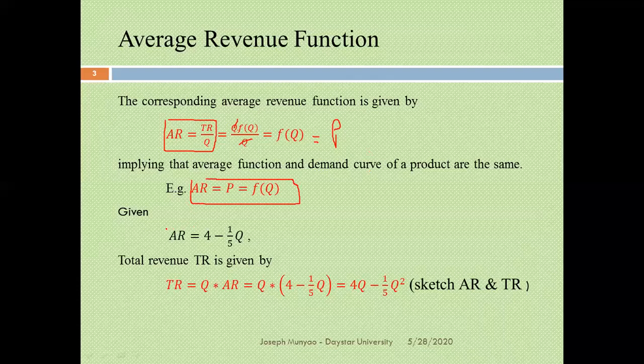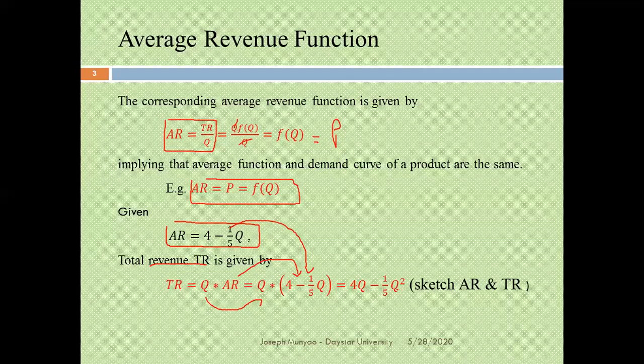Now, given the average function as this, and somebody tells you to calculate the total revenue, then you just take Q times the average revenue function, which is there. So when I multiply the two, 4 times Q is 4Q, and this times this is 1/5 Q squared. You can always sketch it because you know how to sketch.